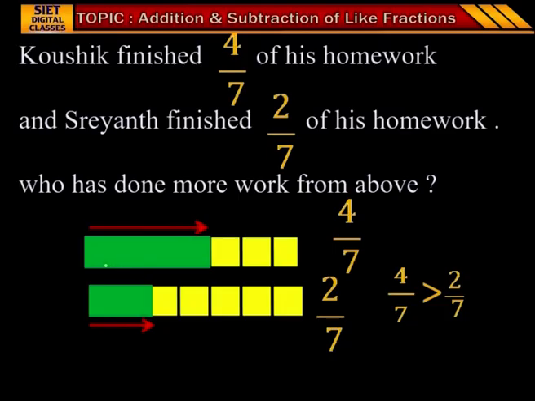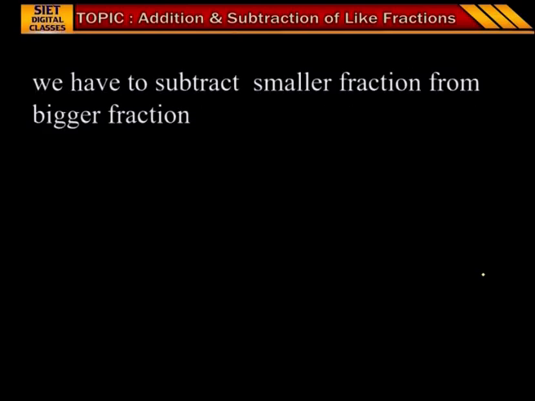Exactly. By visual also we are saying that 4 by 7 is the larger part and 2 by 7 is the smaller part. So, 4 by 7 is greater than 2 by 7. Obviously, when we are doing subtraction, we will subtract the smaller fraction from the bigger fraction. In numericals also we use the same method. When we subtract two numbers, we subtract the smaller number from the bigger number. So, here also we have to subtract the smaller fraction from the bigger fraction.